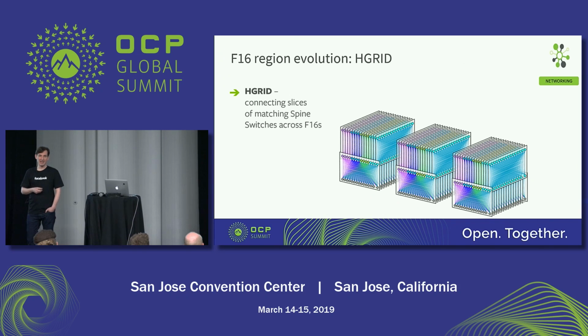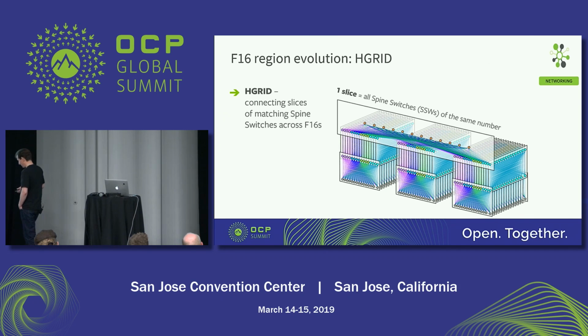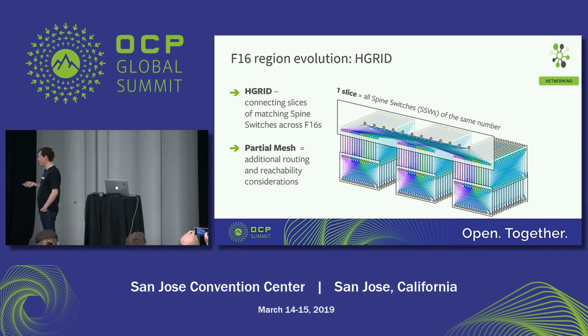For that, we created HGrid, which is a disaggregated partial mesh aggregation tier. To create HGrid, we connect matching spine switches of all fabrics across all planes into slices, creating a partial connectivity slice by slice. This partial meshing introduces additional routing considerations. We had to completely redesign our routing on the handoff and inside the fabric to go to the partial mesh aggregation. But as I mentioned, our plane design helped us roll it very smoothly.